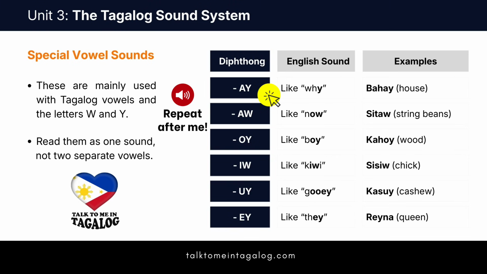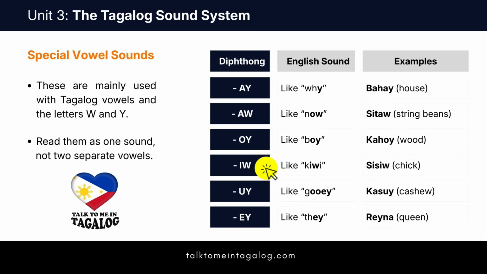I, like the English word why. Example, bahay, bahay, meaning house. Aw, like now. Example, sitaw, sitaw, string beans. Next sound, oy, like the word boy. Example, kahoy, kahoy, wood.